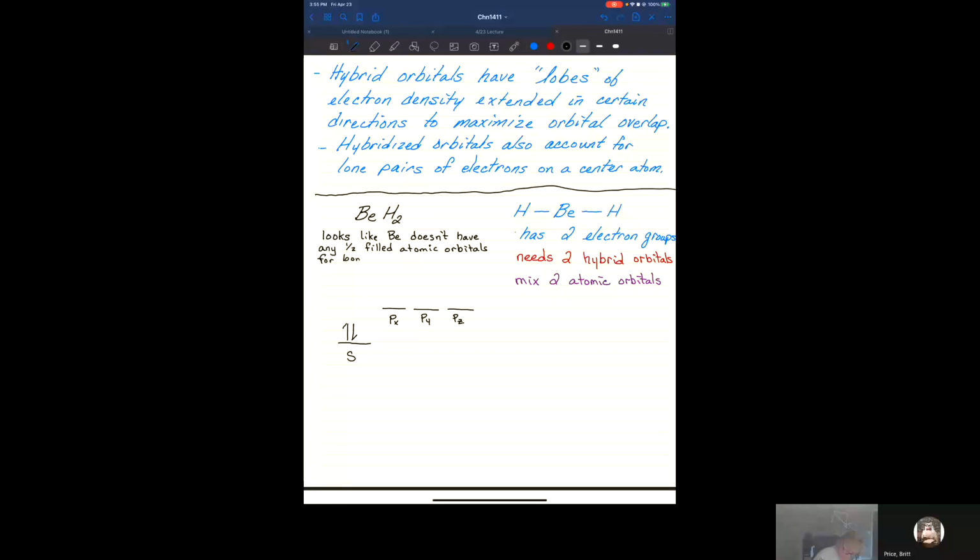The bonds. And yet BeH2 exists. Okay, fine. Valence bond hybridization says you need to account for the connections of 2 groups. You're going to need 2 hybrid orbitals, which means you're going to mix 2 atomic orbitals.